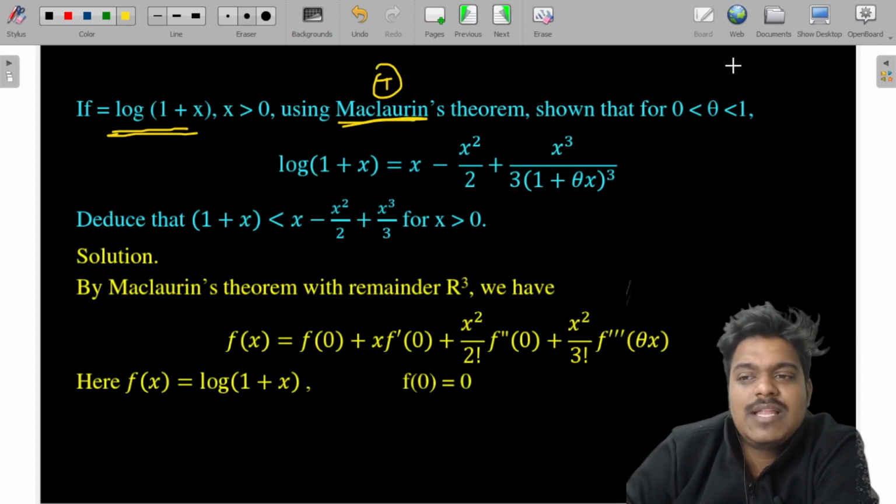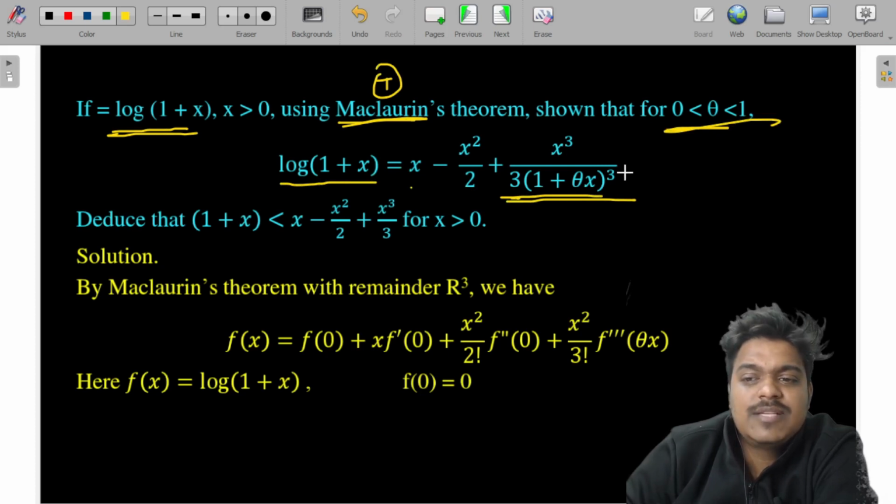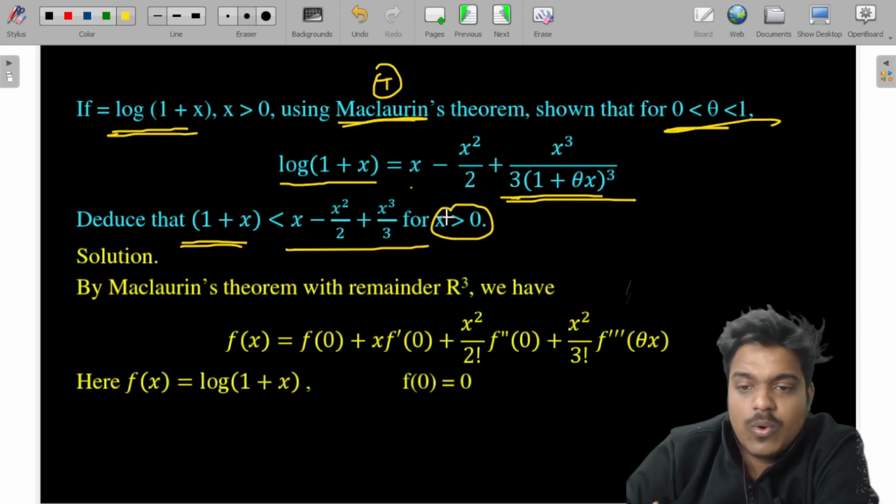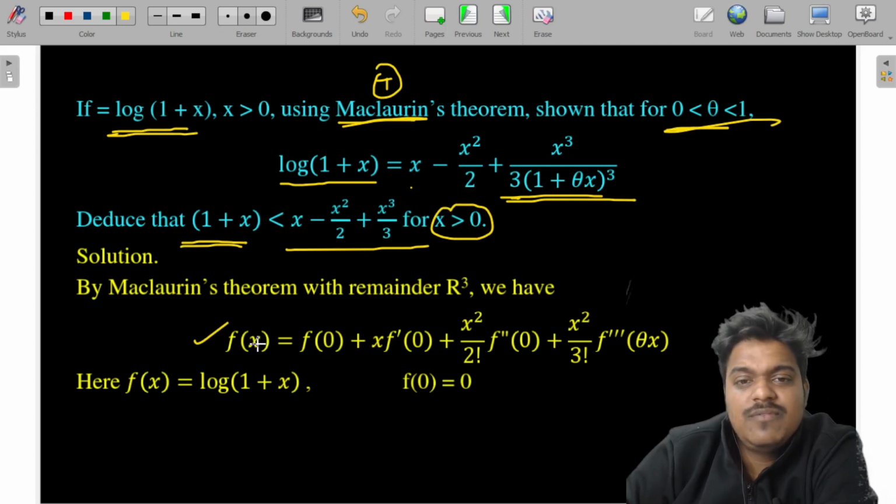Just focus that there is a theta between 0 and 1, and log of 1 plus x is x minus x square by 2 plus x cube divided by 3, into 1 plus theta x to the power 3. You need to deduce that log 1 plus x is smaller than x minus x square by 2 plus x cube by 3 for all values of x greater than 0. First you need to calculate the value of the function.